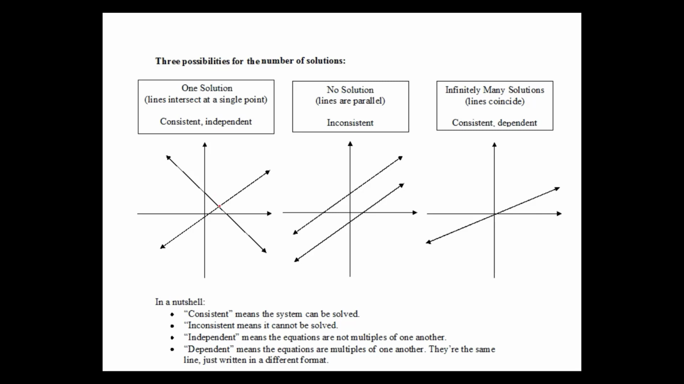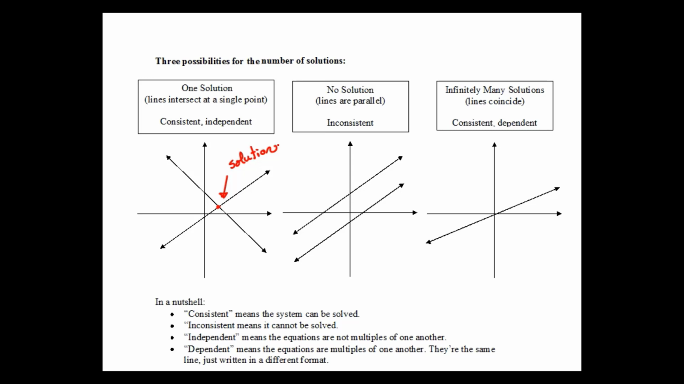Where will our solution be? Right here. It's going to be that one ordered pair that falls on both lines. No solutions means it's impossible to satisfy both equations at once. In other words, you cannot have a point that's on both lines. We call that an inconsistent system.